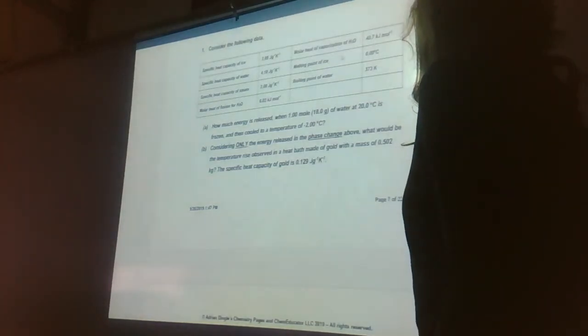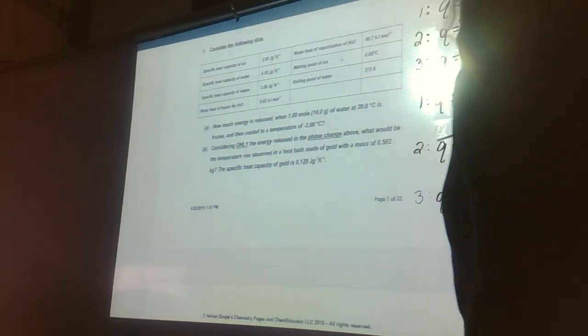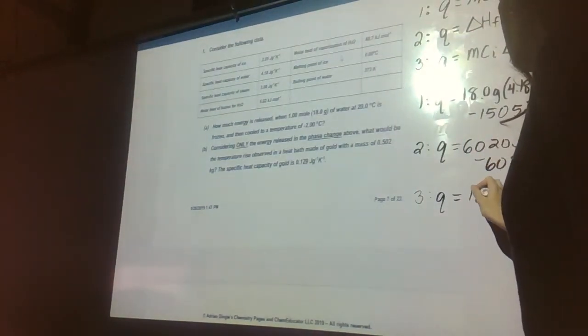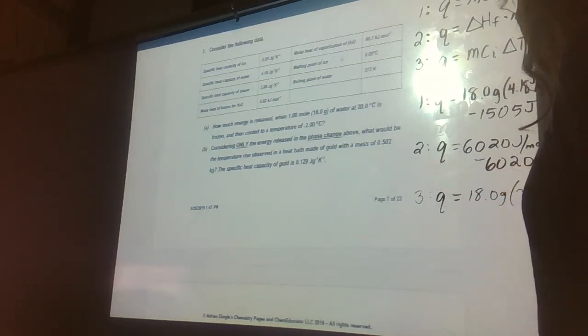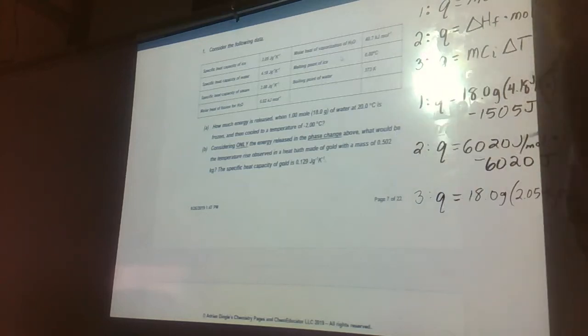Part 3. Q equals, the mass is the same. We still have 18 grams of stuff. The specific heat of ice is 2.05. And we're going from 0 to -2. So my temperature change is -2 Kelvin. And I wind up with -74 joules.